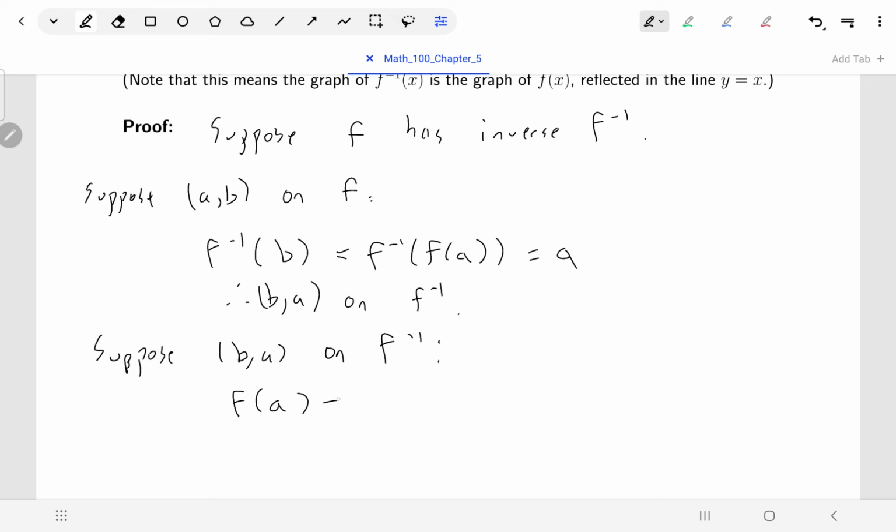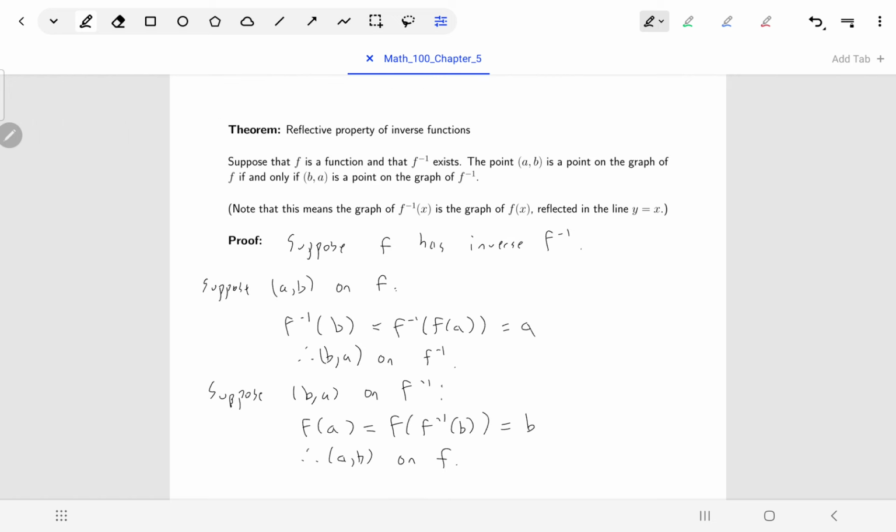I can replace a with f inverse of b. And f and f inverse cancel each other out as they always do, leaving just b. So if we put a in for f, b will be the thing that comes out. So in other words, (a, b) is on the graph of f. So there we go. If you have an (x, y) point on the graph of one function, then by switching those coordinates, you have the point that's on the inverse.